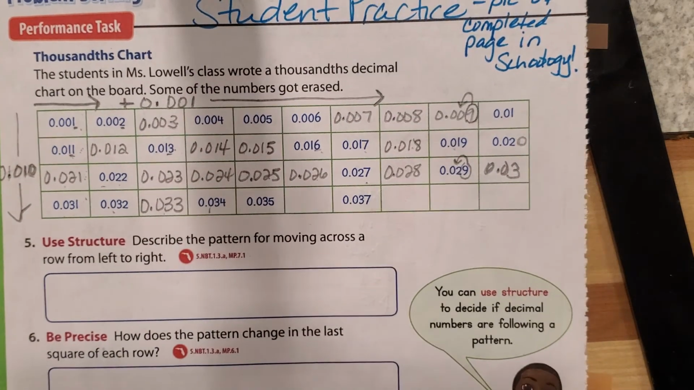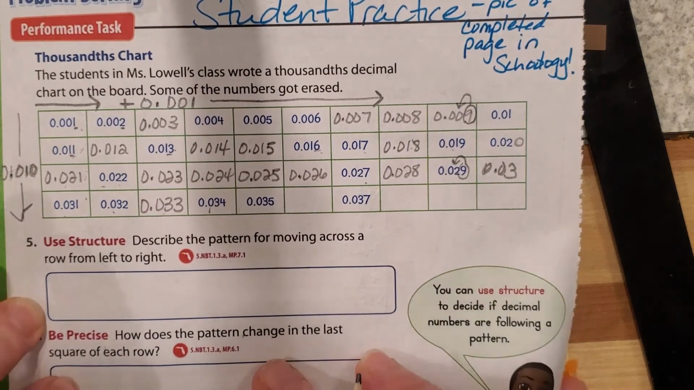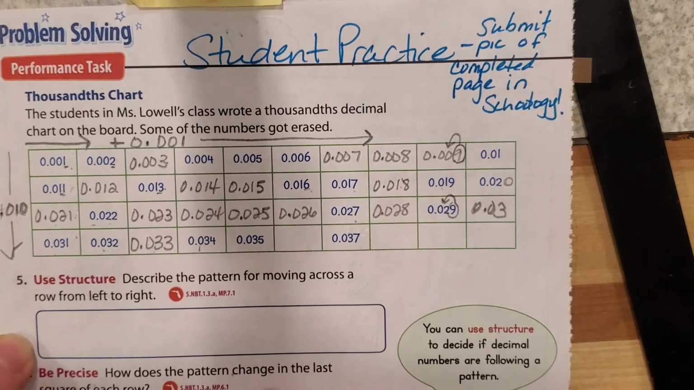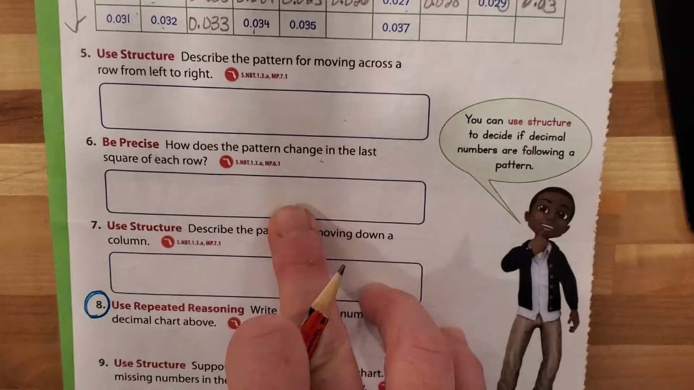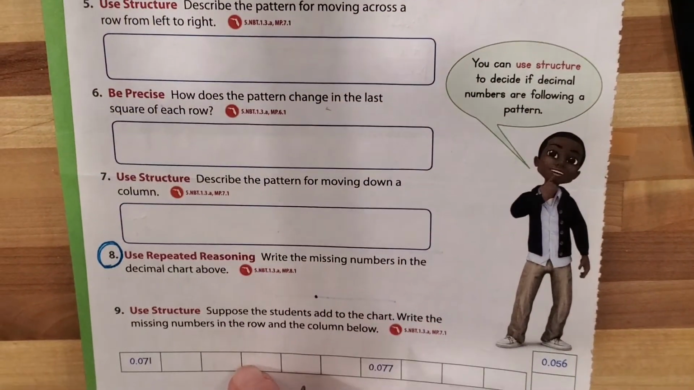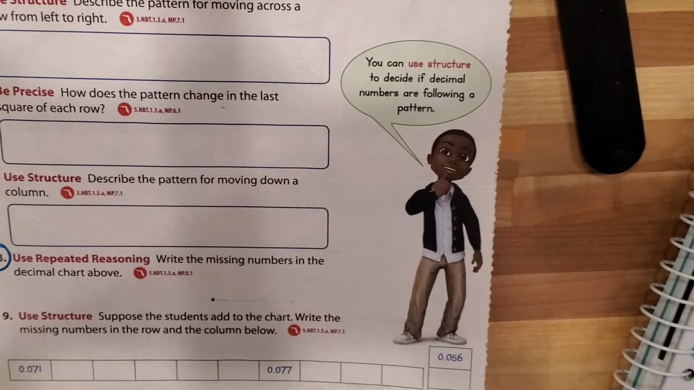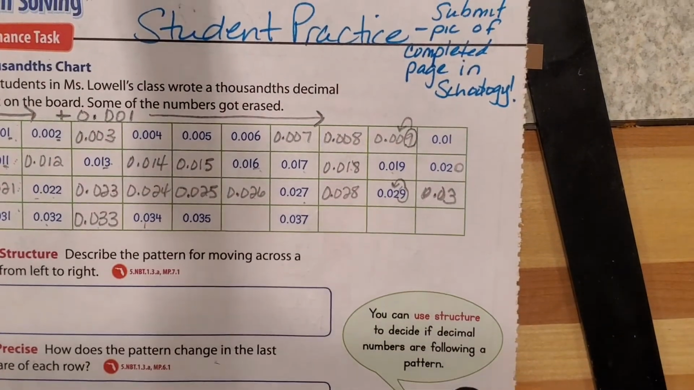So you have to think on this one, and you have to come up with the patterns. You're working on this last one. You're working on 5, 6, 7, and 9. Upload a picture when you're finished, and then move over to Practice Buddy.